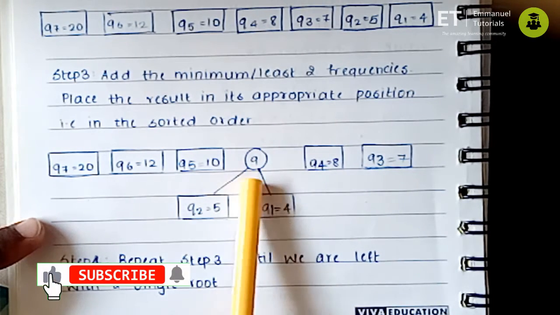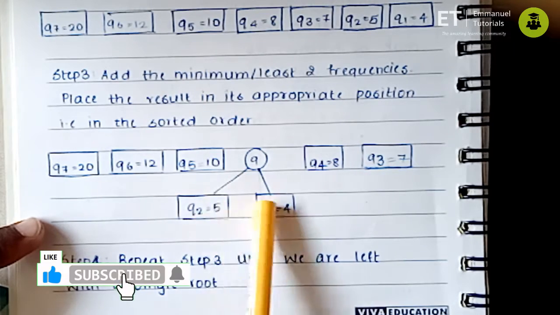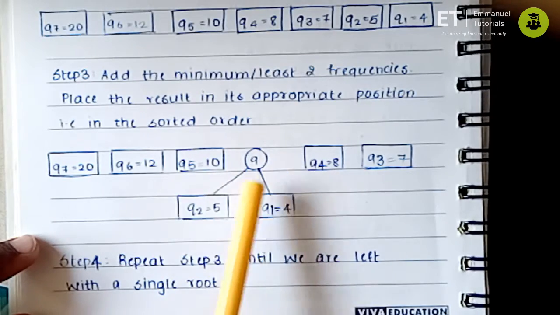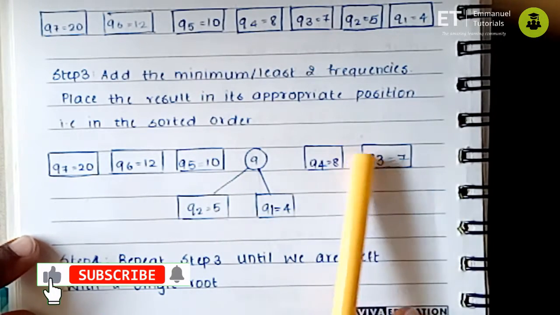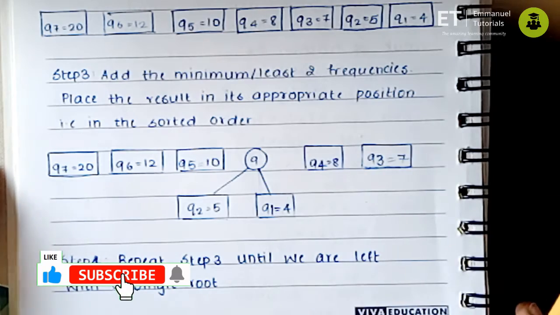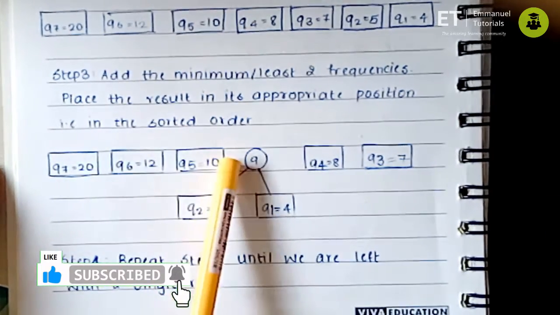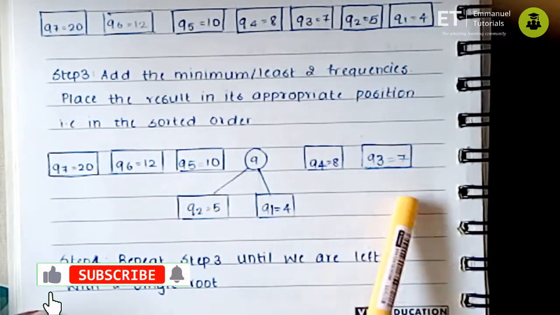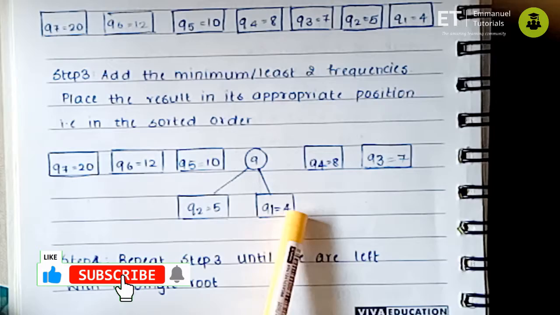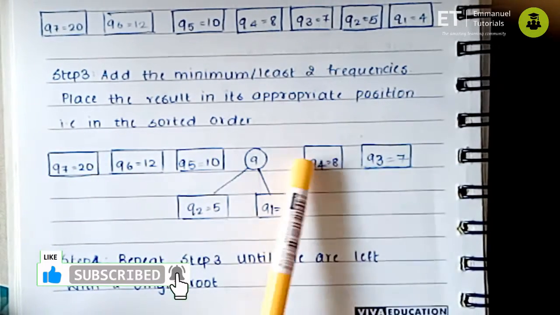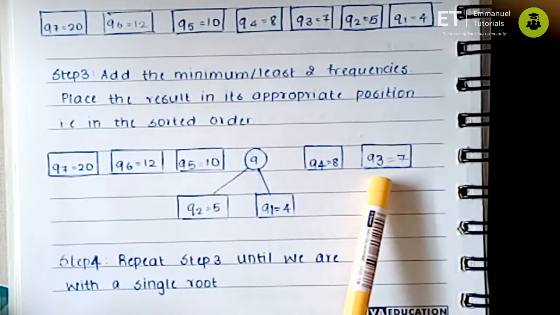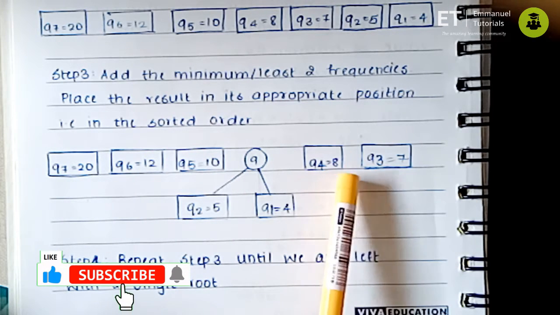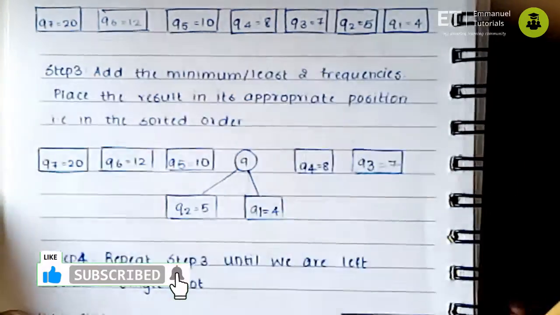If we write it in this way, we can show that it is the addition of these two frequencies. So we have 20, 12, 10, 9, which we got after adding 4 and 5, and the remaining two, which are 8 and 7. We have to keep repeating this step until we get a single root node. After this step, we don't have to consider these two now. We have to consider only those which are at the top level. So here the nodes with the least frequencies are 7 and 8, the lowest two frequencies. In this step, we'll have to add both of these.